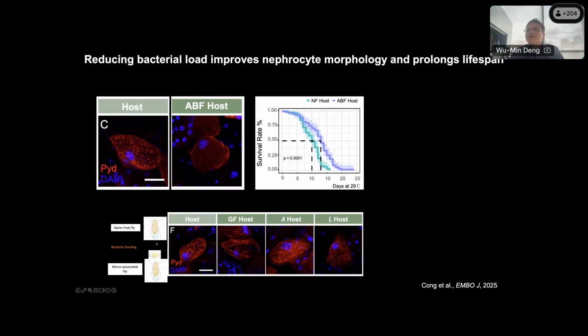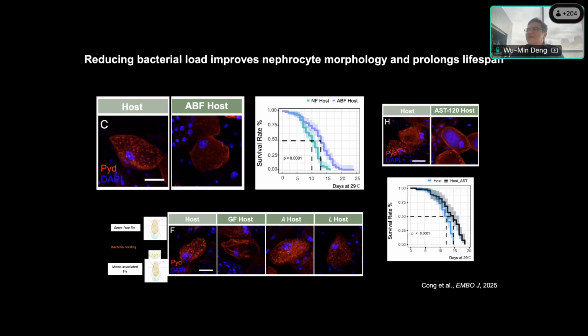So we can also do a mono-association when we have those germ-free fly hosts, and if you raise them with either Acetobacter or Lactobacillus, you can see that Acetobacter causes very significant damage to the nephrocytes. And more significantly, if we feed these flies with a kidney drug called AST-120, which is a human kidney drug, you can also improve the morphology of the fly nephrocytes and increase the lifespan of the tumor host.